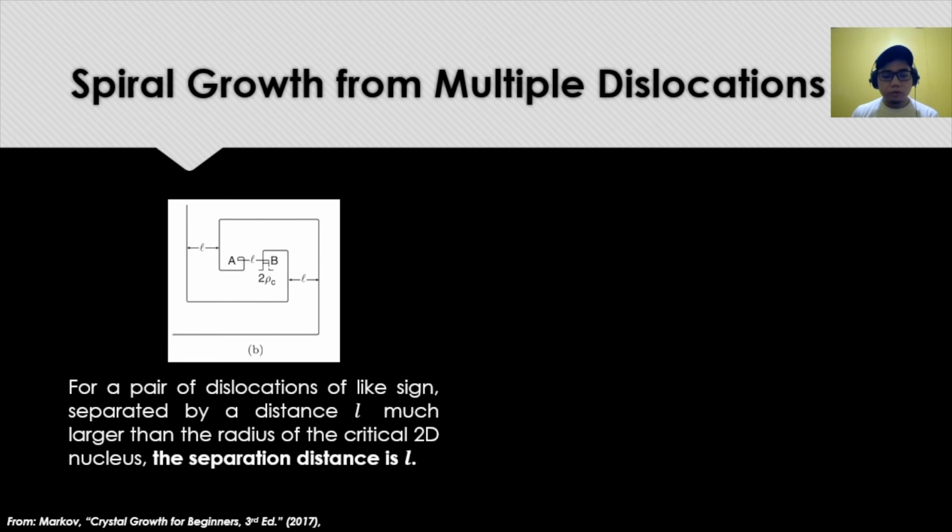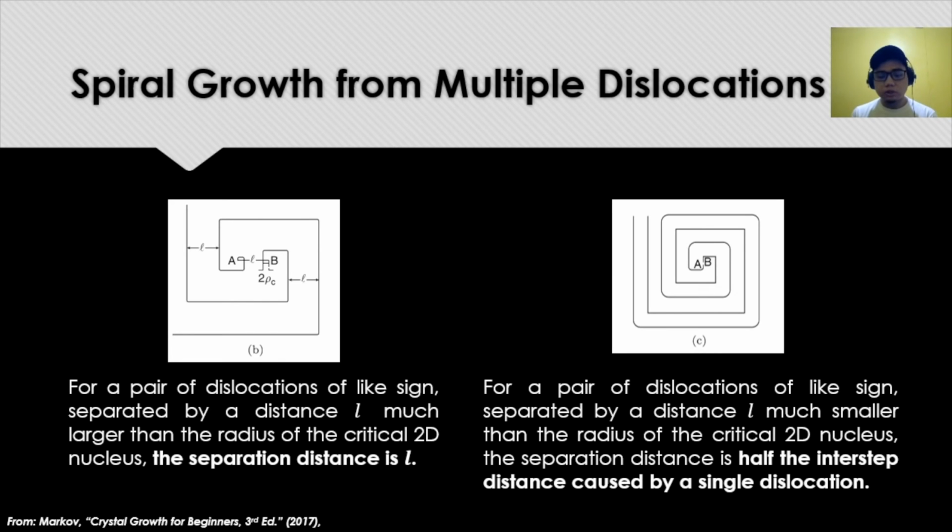Another case that we would like to see is for a pair of dislocations of like sign separated by a distance much smaller than the radius of the critical 2D nucleus. The separation distance for successive turns of this kind of multiple dislocation setup is half the interstep distance caused by a single dislocation. So those are some of the cases that are commonly studied as well.